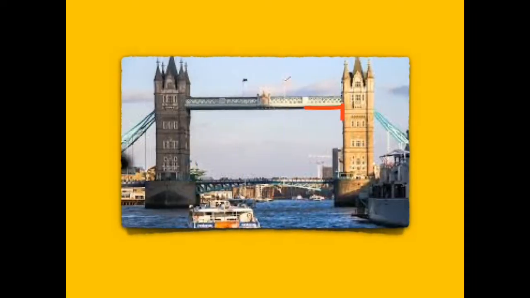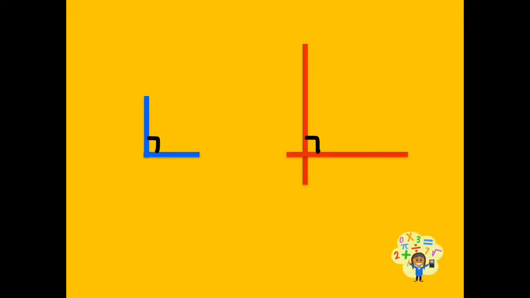This is the famous London Bridge. This shows us an example of an object that is made up of different kinds of angles. What angles can we form in the given picture? We can see a right angle, acute angle, and obtuse angle. Between the two angles, which do you think is much greater?